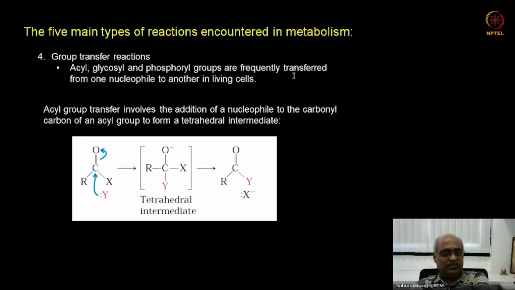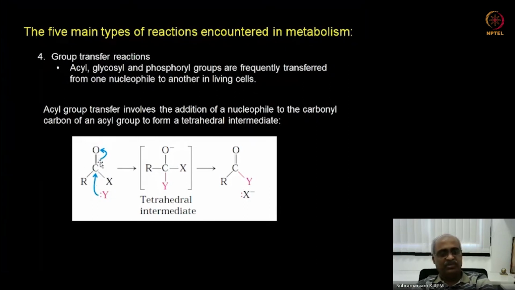So these are the three groups that are frequently transferred, and the transfer is usually from one nucleophile to another nucleophile. So when you have acyl groups, it's usually addition of a nucleophile to the carbonyl carbon. So here you see you have an R group with the carbonyl group, and you have one nucleophile. This is X. And there, this carbonyl group may be attacked by another nucleophile, ending up in this tetrahedral structure formation by the electron shift the way shown here.